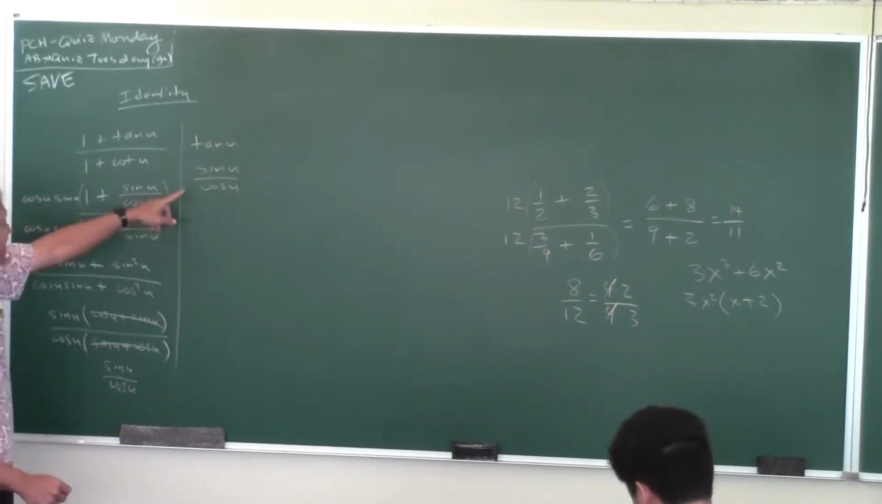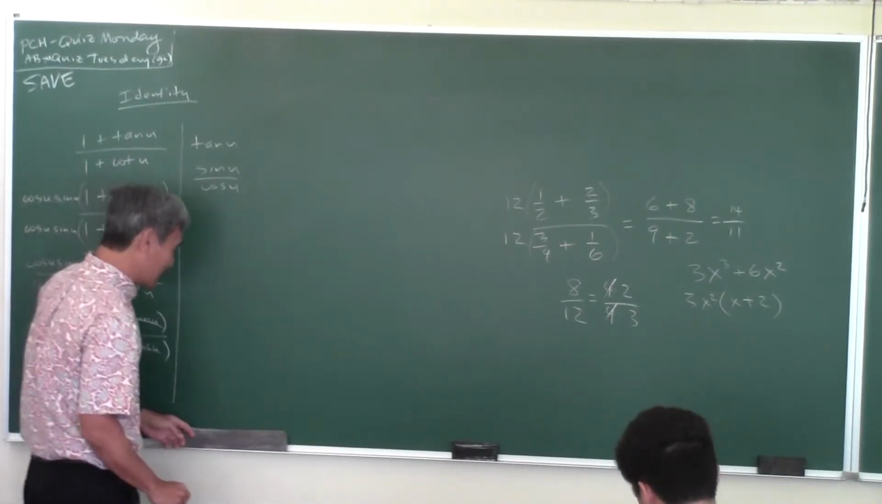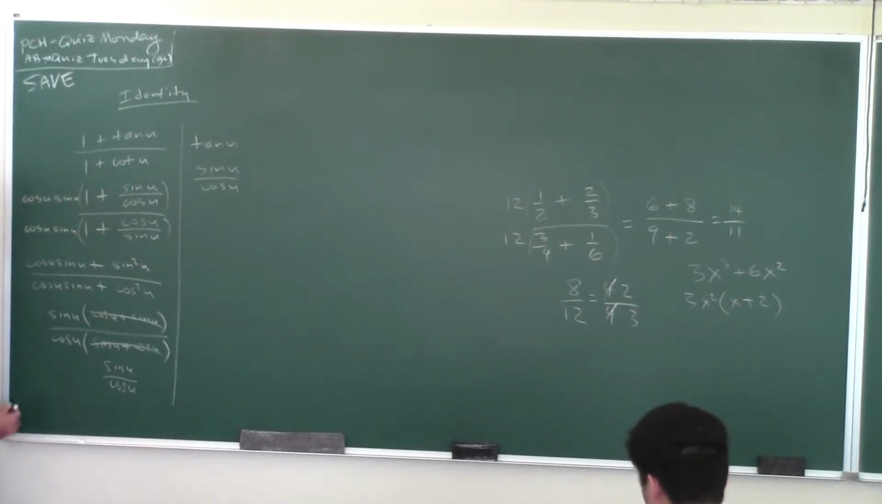Is the left side and the right side the same? Yeah, so that's the end of the proof. And what do we write at the end to signify that we have actually proved it?